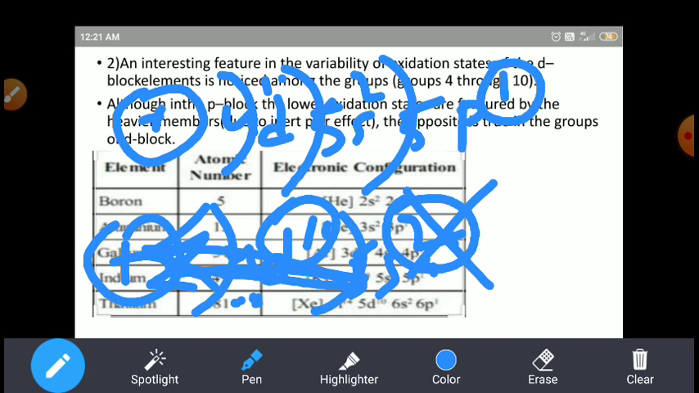Is it clear, students? Is this point clear, students? So the last line, first I am telling you this is for the p block elements. Afterwards, the last line: the inert pair effect is opposite to the d block elements. Is it clear? Is this point clear?